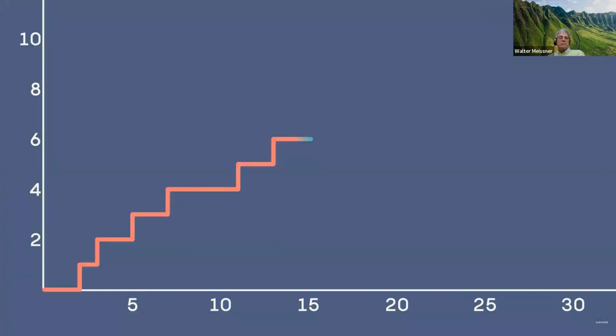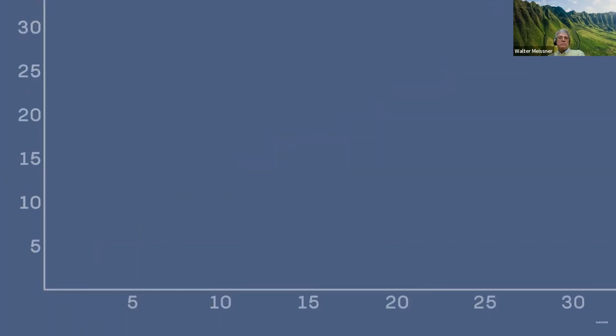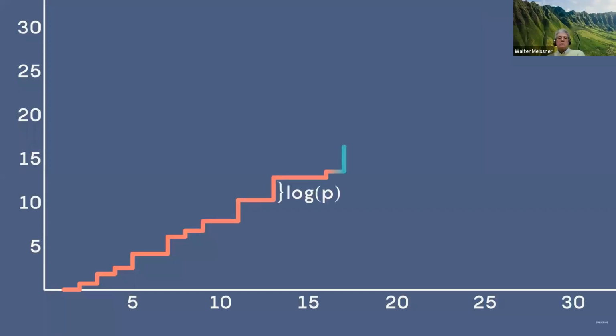Well, for technical reasons, we're going to slightly modify it right now, but don't worry, we'll preserve the essence of the function. Instead of stepping up by 1 every time we see a new prime number, which we'll call p, let us step up by log p. And we'll also do the same when we encounter p squared, p cubed, and p to the 4th, and so on. So let me try to explain why we're doing all of this.